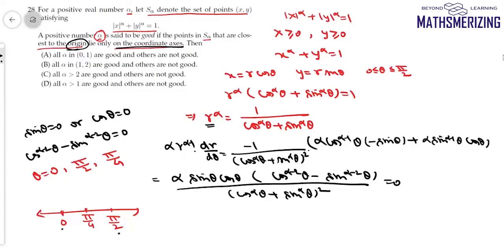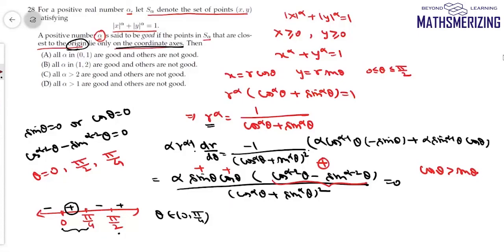So that means at 0 the sign of derivative must change from minus to plus, and then again at pi by 2 it must change from minus to plus. So now in this case what I must ensure is when theta lies between 0 to pi by 4, the sign of this expression must be positive. So now we know that in that case sin theta will be positive, cos theta will be positive. Now in 0 to pi by 4, cos theta is greater than sin theta. So this expression, it should also be positive.